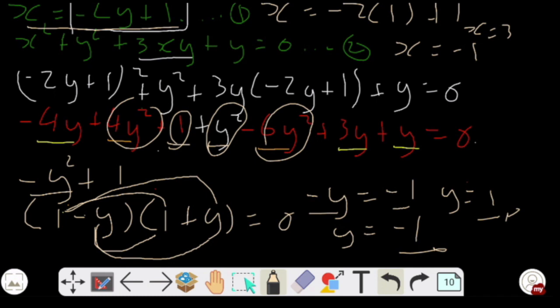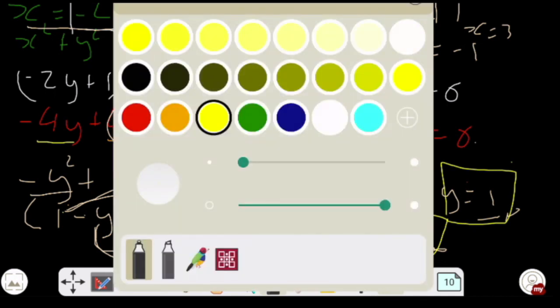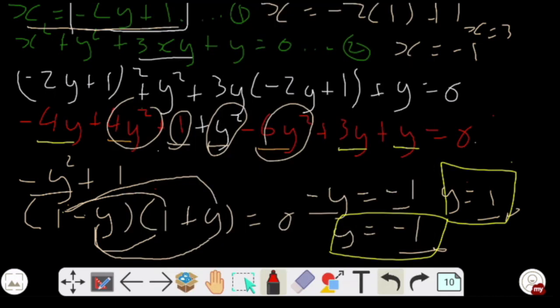So your values are: your y equals negative 1, and then your y equals 1, and then for x you have x equals negative 1, and then x equals 3. Those are your values for x.